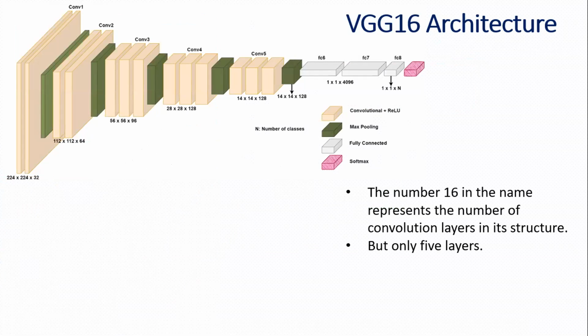So the first model is the VGG16 architecture, which is a very popular CNN model. It has 16 convolution layers, as we see in this structure, but it is only 5 layers, as the convolution layers are put together. Like you see, in the first layer we have 2 convolution layers, and the second 2, then 3 in the last 3 layers.